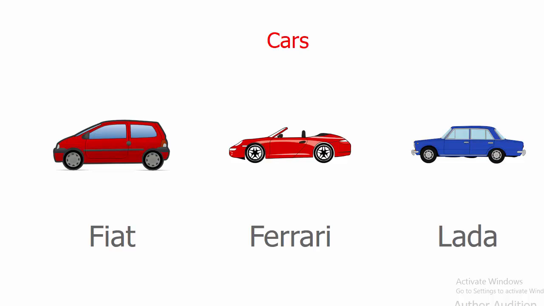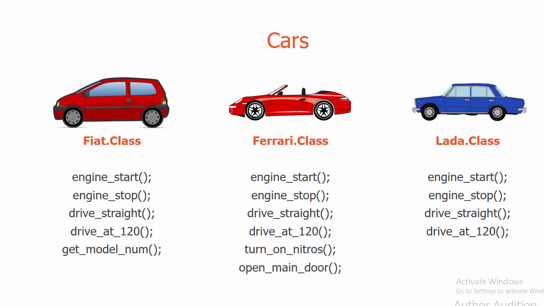What if we have three cars, Fiat, Ferrari, and Lada, and we have to create a class for each car in order to use it? In the Fiat class, we will have an engine start method, engine stop method, drive straight, drive at 120, and get model number method. Coming to the great Ferrari, we have engine start, engine stop, drive straight, drive at 120, turn on nitros, and open main door. And in the Lada class, we will have engine start, engine stop, drive straight, and drive at 120.